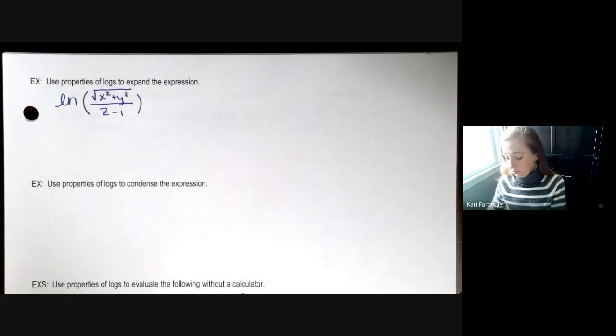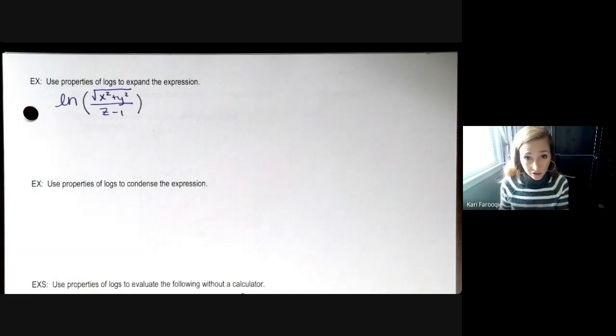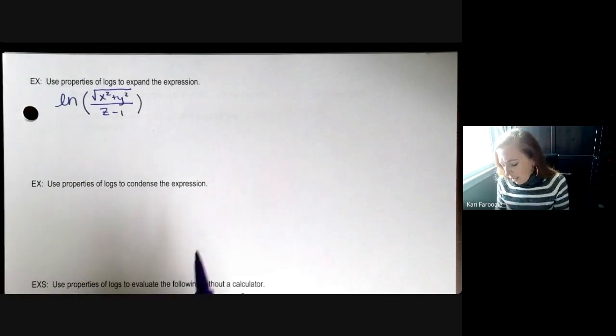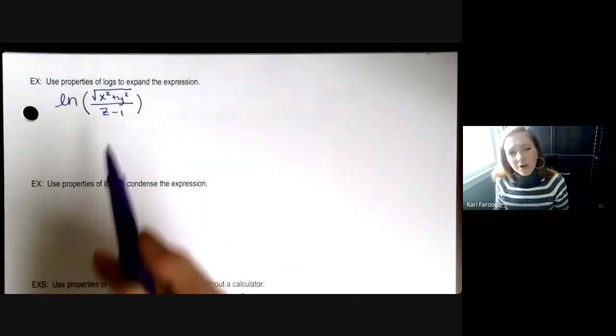Let's say I asked you to find the derivative of this. Now, at this point in time, you're like, I didn't know how to find derivatives of log functions. That's right. You don't. You're going to find out really soon. But look at how messy this is.